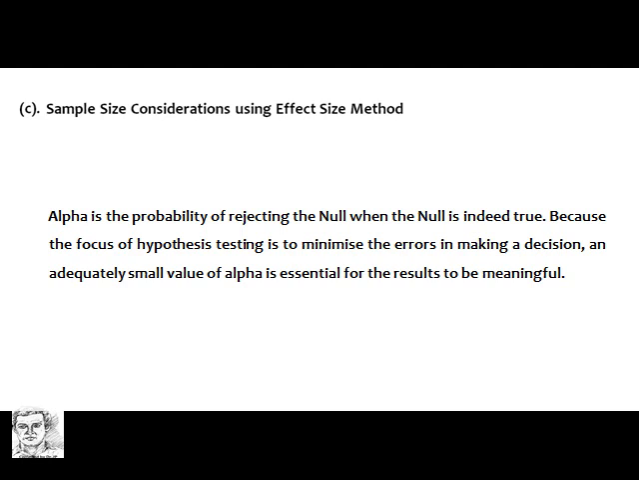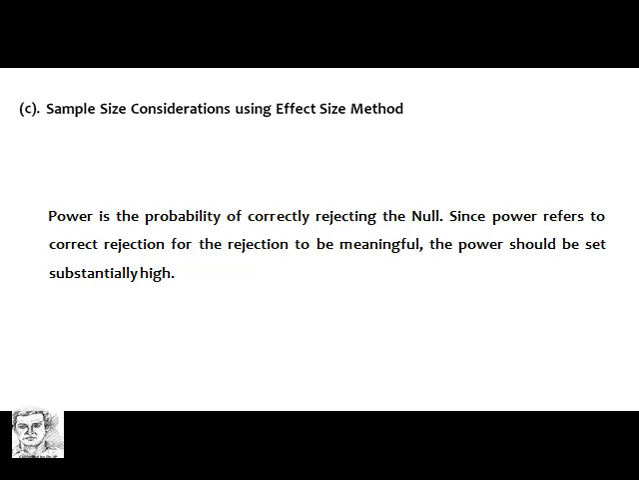Because the focus of hypothesis testing is to minimize the errors in making a decision, an adequately small value of alpha is essential for the results to be meaningful. Power is the probability of correctly rejecting the null. Since power refers to correct rejection, for the rejection to be meaningful, the power should be set substantially high. Effect size, ES, is the degree of association between the variables under investigation.